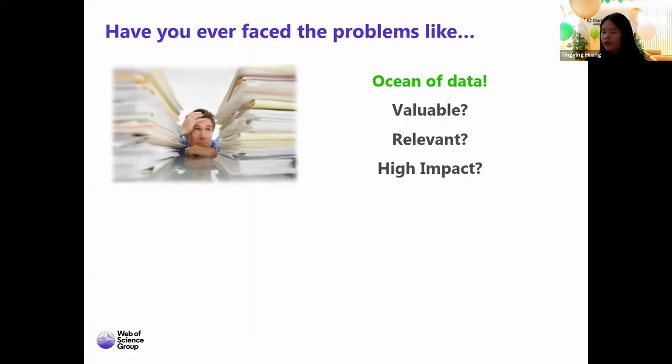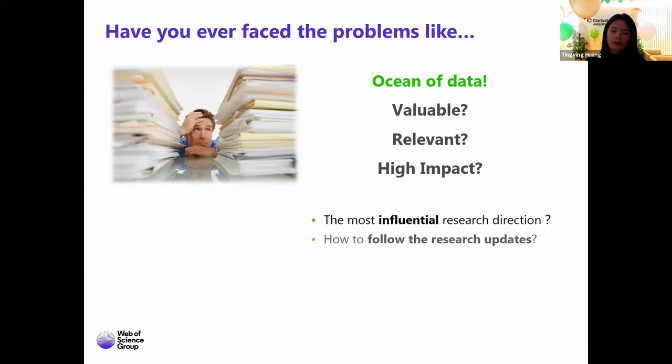So when doing literature research or paper reading, have you ever faced the challenge of an ocean of data and an ocean of information? I believe the answer is yes. Which one is the most valuable? Which one is the most relevant to my research? And which one is relatively high impact? Which one should I pay more attention to and start my research with? These are all the main issues that challenge us when we do literature review or paper reading.